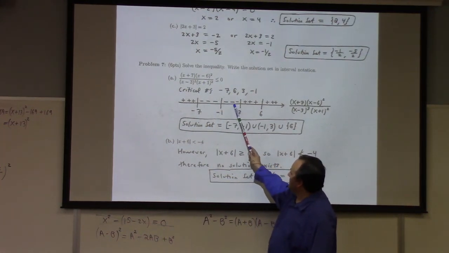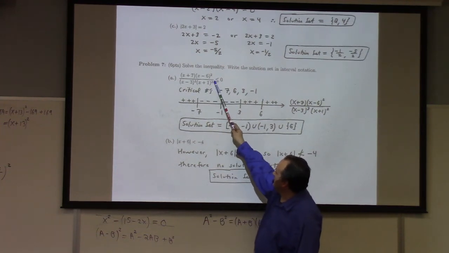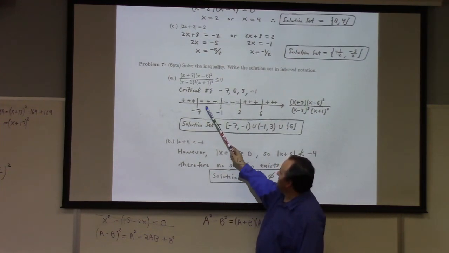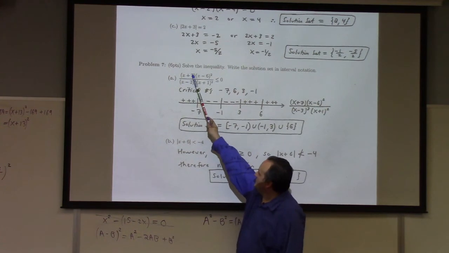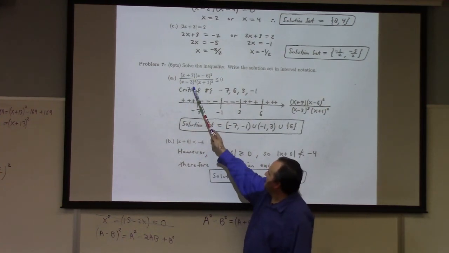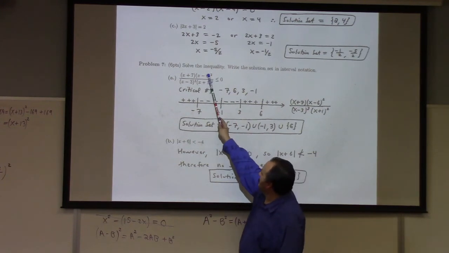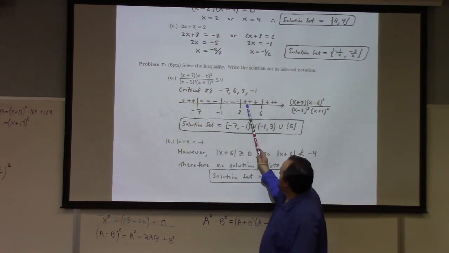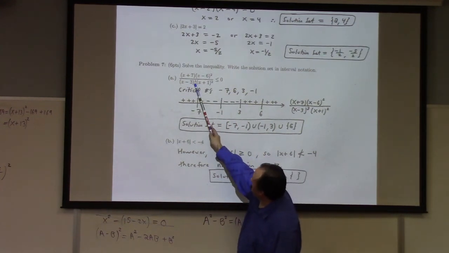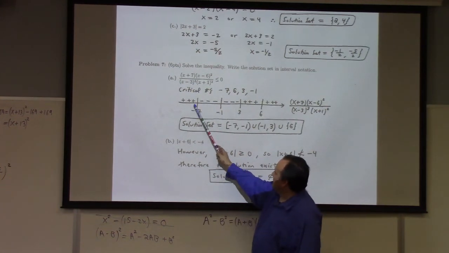So that's negative. Since x plus 1 is a square, I don't flip the sign. Since -7 is x plus 7, that's a linear term, so I flip the sign because it's an odd power of 1. At 6, I don't flip the sign because it's an x minus 6 squared. But at 3, I do flip the sign because it's to the power 3. So it gives me this sign chart.